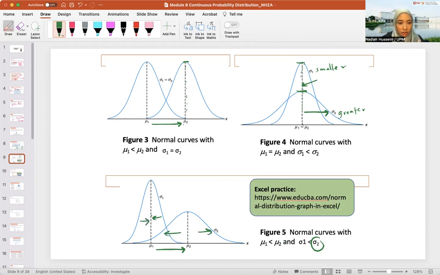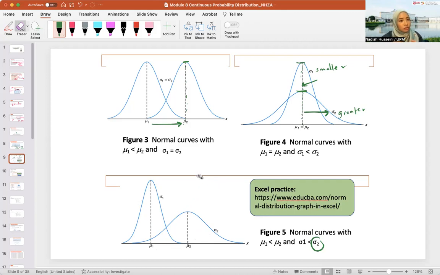Now, the question is, why do they have different heights? The answer is because the area under the curve must always equal 1. Remember, we're talking about probability here. The maximum probability that you can have is 1. So the area under one curve must be equal to 1 only.